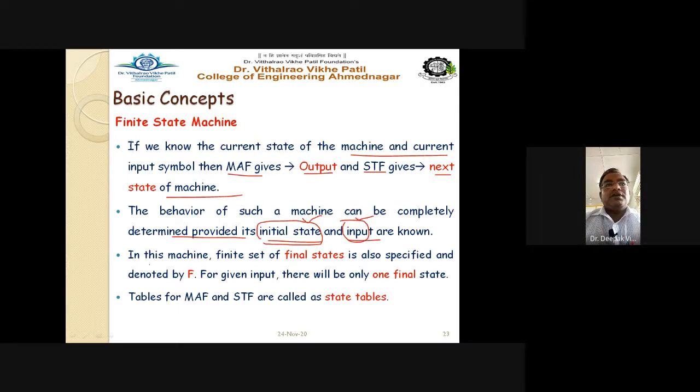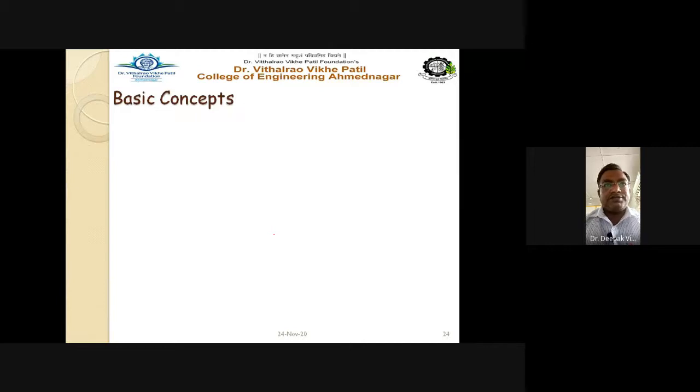In this machine, there is a finite set of final states, denoted by capital F. At the final state, the machine stops its execution, means there is no other state after the final state. So for a given input, there will be only one final state. The tables drawn for the machine function and the state function are called state tables.